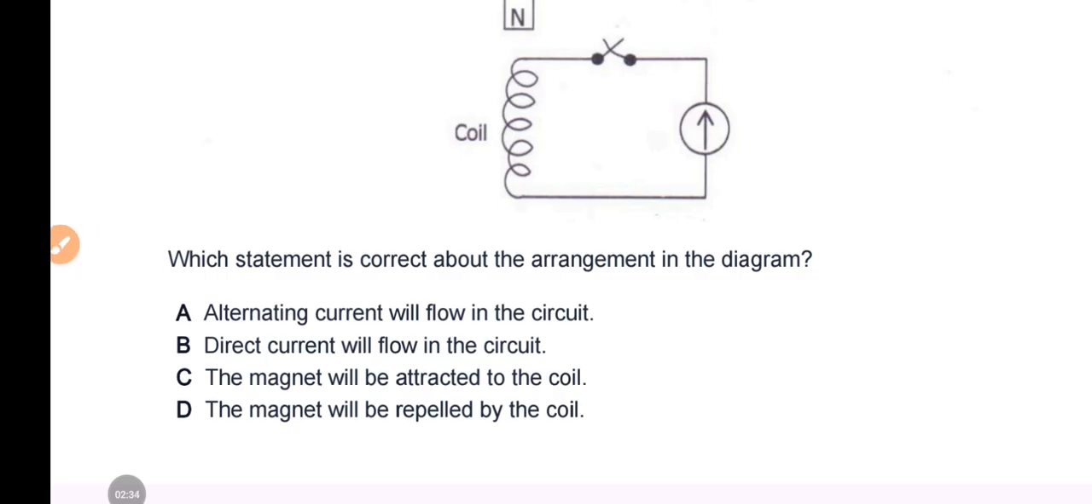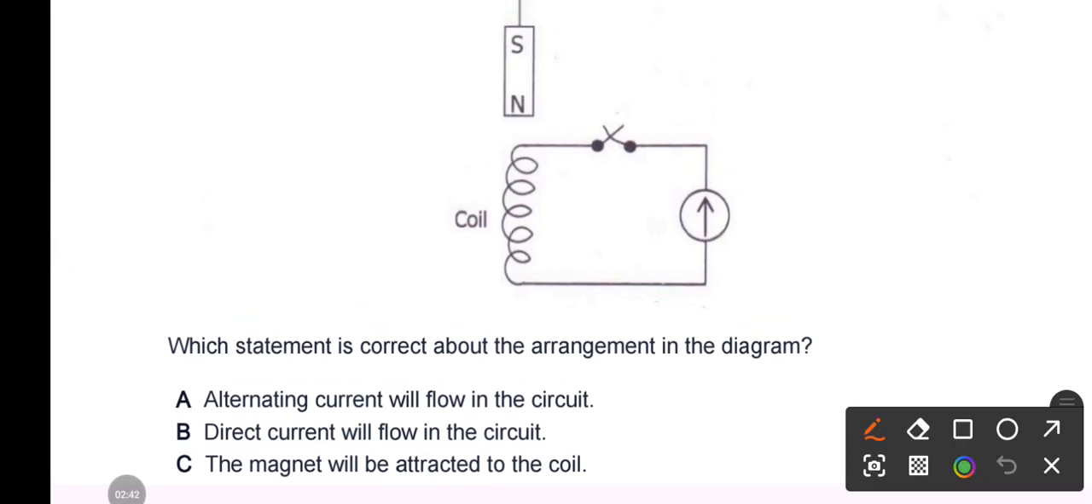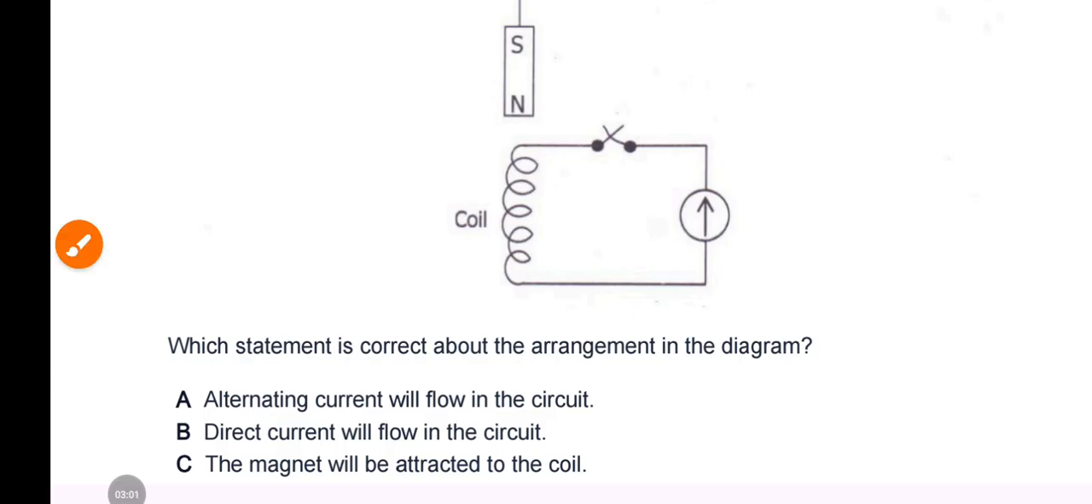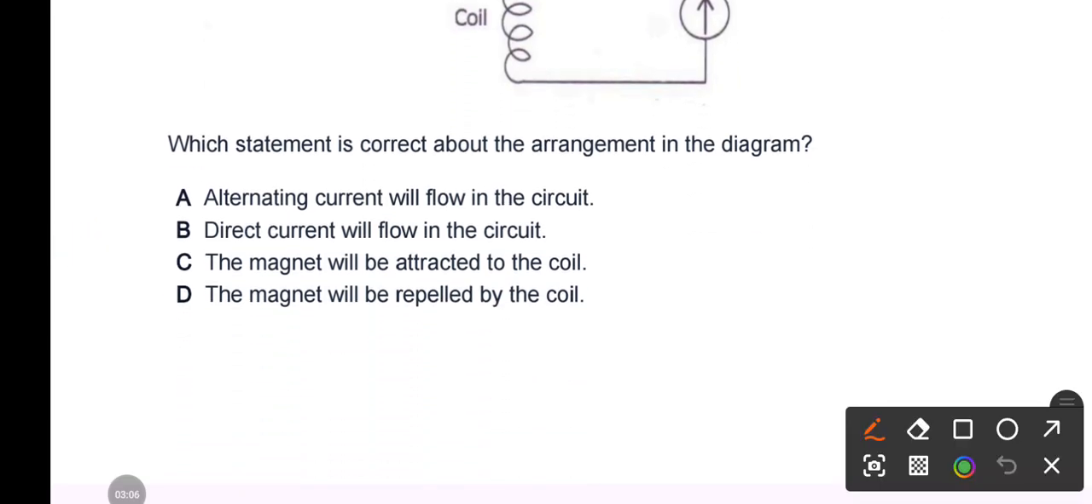Statement D says the magnet will be repelled by the coil. Again, this statement is not fully developed because the only scenario in which the magnet is repelled by the coil is when the magnet is introduced into the coil. When the magnet tries to get closer to the coil, that's when the coil repels the magnet. That's the only case. So statement D is also not fully developed, so we regard it as being wrong. Therefore, our ultimate answer is option A.